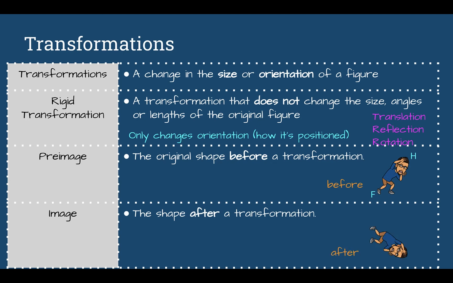Now my image is the same as it was before, except positioned slightly different. So now my feet are in the top left and my head is in the bottom right. Notice in the image, it has a little apostrophe after the letter. That is called prime. So in the images, the afters, you would read that as F prime or H prime. Without the apostrophe is the before. With the apostrophe, your primes are your after.